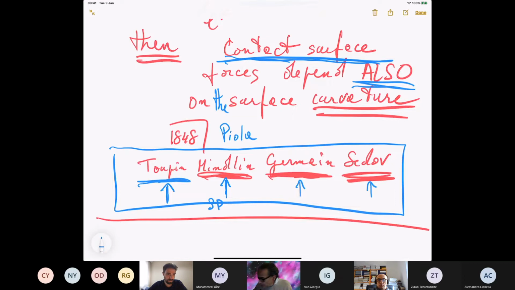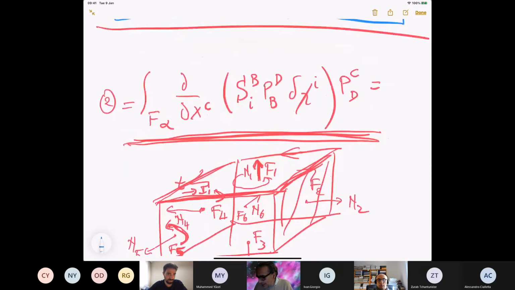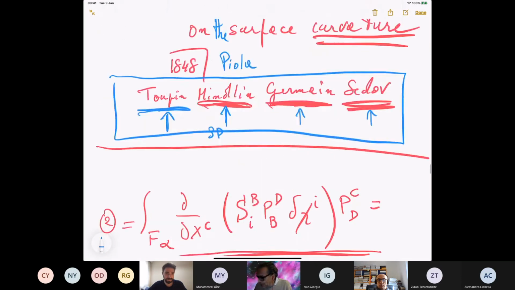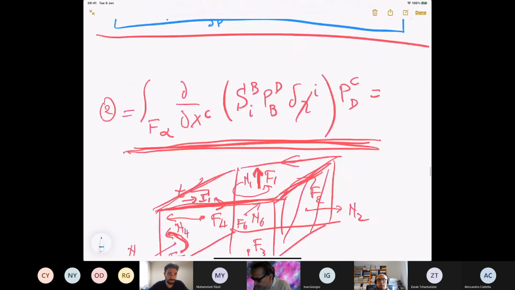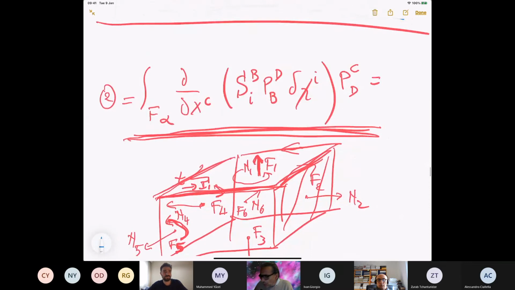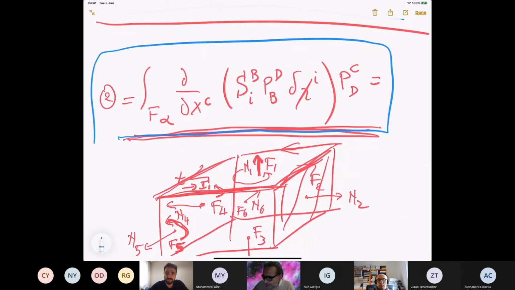So the integration by parts, which I have shown you, clearly indicates that there is no chance contact surface force depends also on the surface curvature. What do we do with the remaining addend, which we called 2?